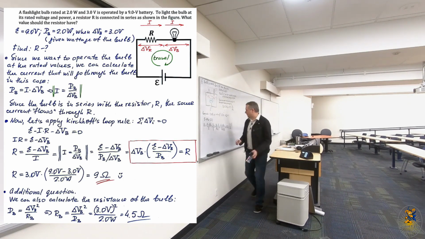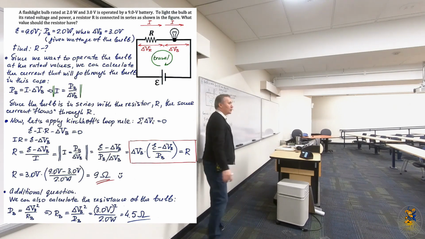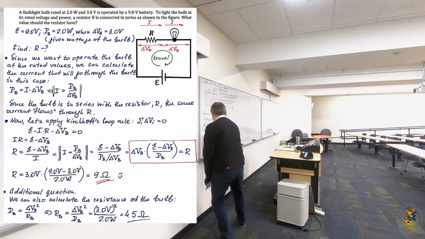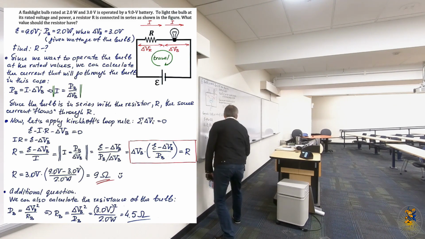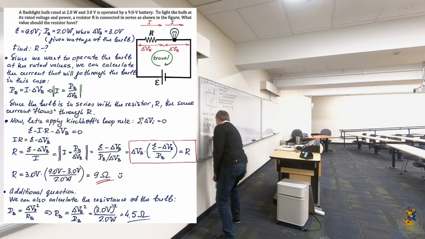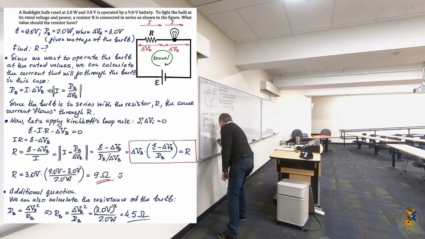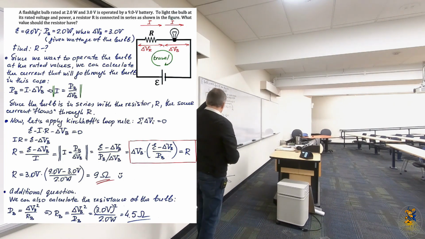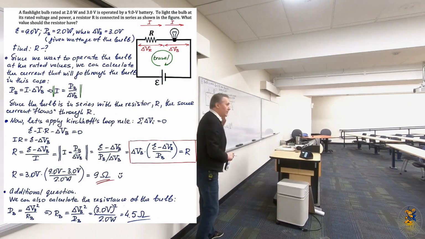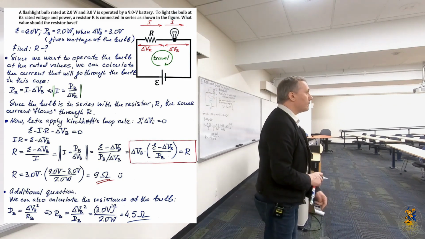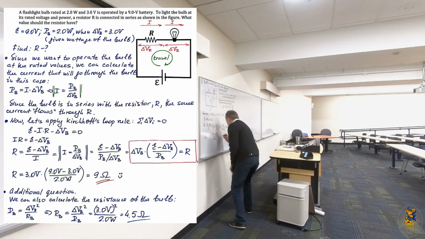Right, okay, so now let's plug numbers. Since we managed to get almost to the end, so now let's enjoy plugging numbers. So R, delta V 3 volts, then what's the battery? 9 volts minus 3 volts and divided by power 2 watts. So this will be 6 over 2, 3. 3 times 3, 9 ohms. So that should be the value of the resistor.